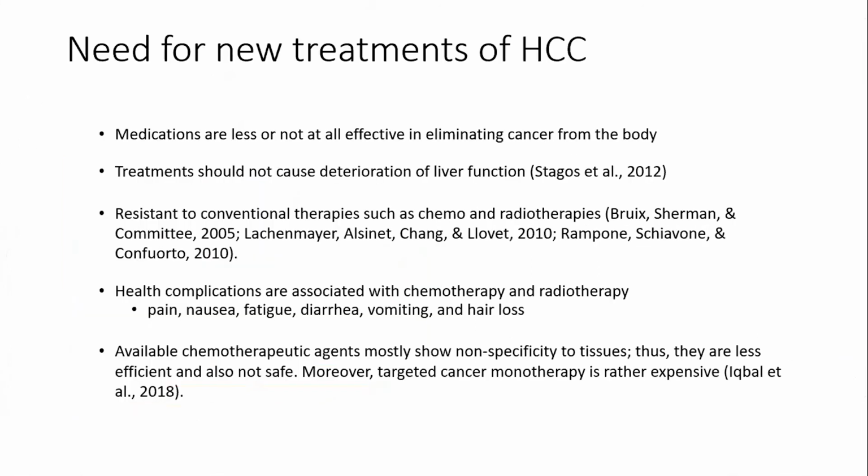There is a need for new treatments of hepatocellular carcinoma because present medications are less or not at all effective in eliminating cancer from the body. Treatment should not cause deterioration of liver function. Hepatocellular carcinoma is quite resistant to conventional therapies such as chemo and radiotherapies. Various health complications are associated with chemotherapy and radiotherapy. For example, pain, nausea, fatigue, diarrhea, vomiting, and hair loss. Available chemotherapeutic agents mostly show non-specificity for tissues, thus they are less efficient and also not safe. Moreover, targeted cancer monotherapy is rather expensive.